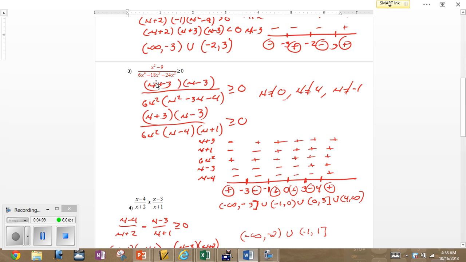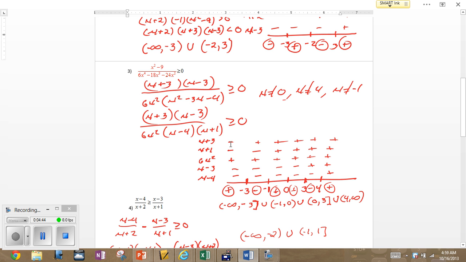factor everything, numerator and denominator, as shown. Once the denominator is factored, declare what x cannot equal. As you can see, 0, 4, and -1. Build the sign table around all these factors, including the 6x squared, which will always be positive because of the squaring. Okay. The sign table is then constructed as shown.